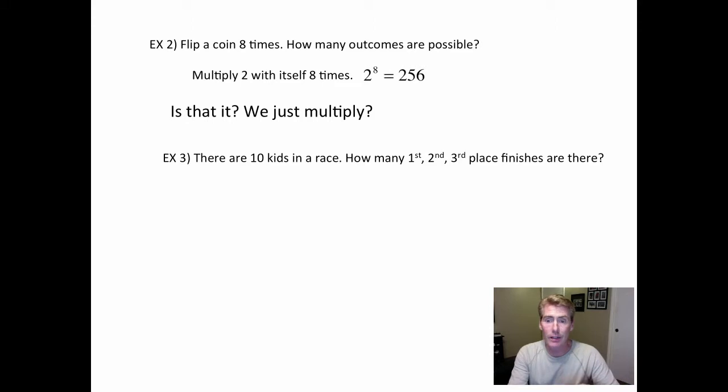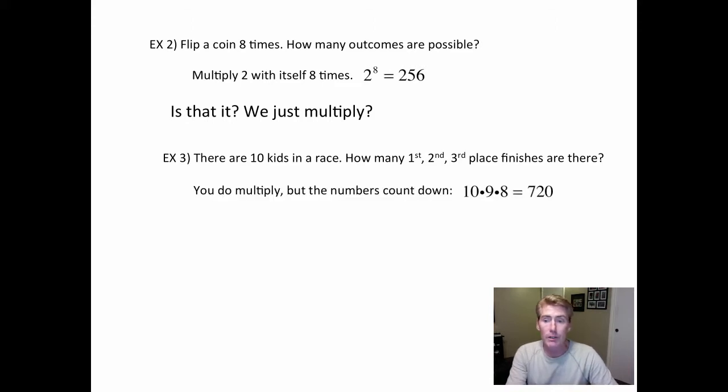There are 8 left. See, that doesn't happen with the coin, because it's not like you flip tails and suddenly the tails falls off the coin. There's only one side on the coin. But with the 10 kids in the race, the numbers are going to count down. So yes, we do multiply, but they count down: 10, 9, 8.